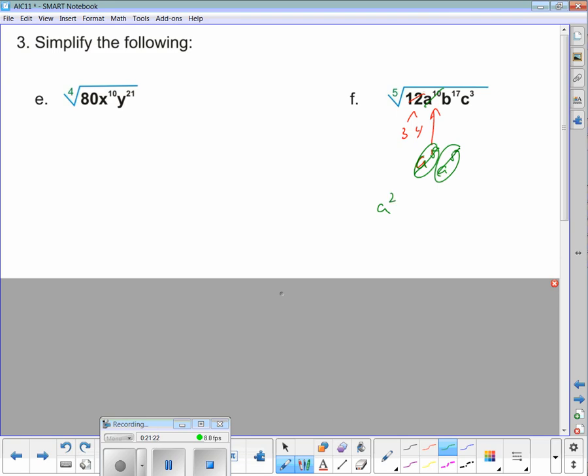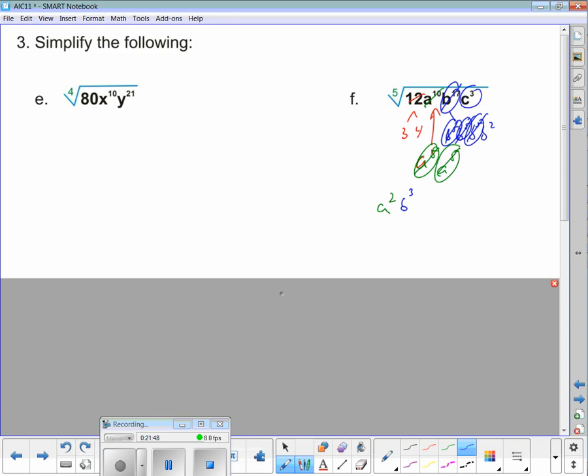All right. Let's do my b's. All right, got to go b to the 5th. Used up 5 of them. B to the 5th again. There's 10 of them. B to the 5th again. 15 of them. How many's left? 2. 5th root of b to the 5th. B. 5th root of b to the 5th again. Another b. That's b cubed.